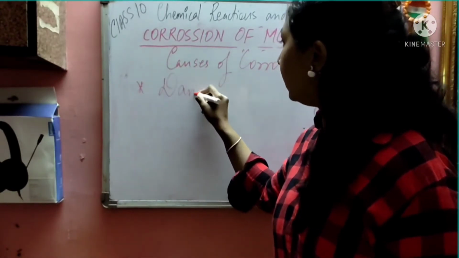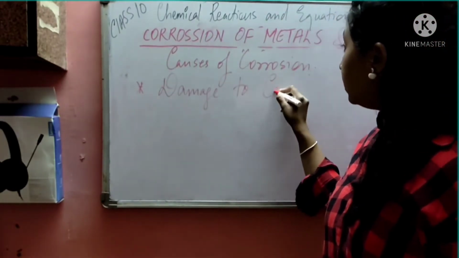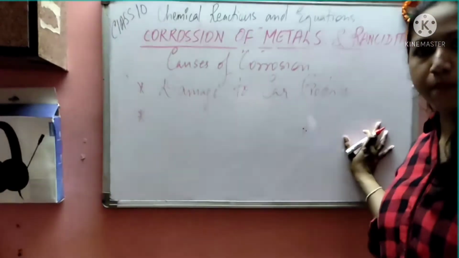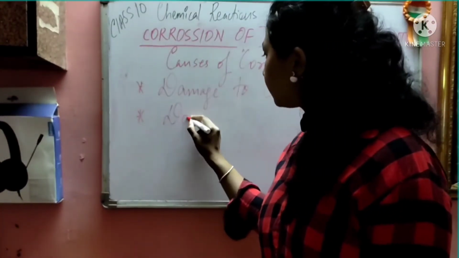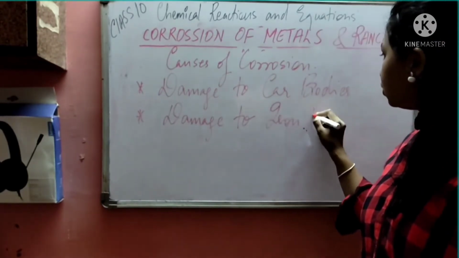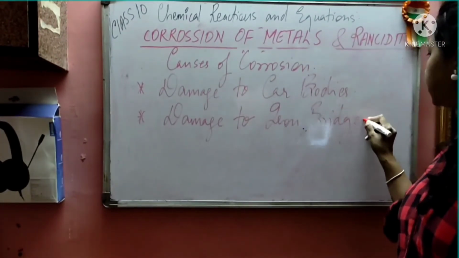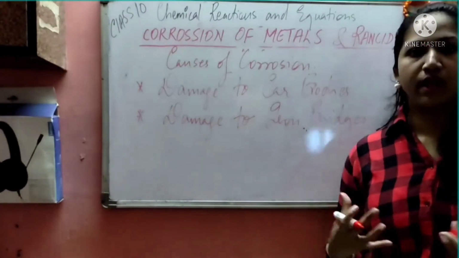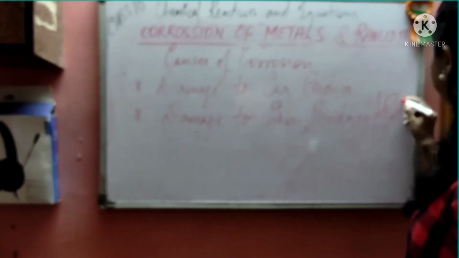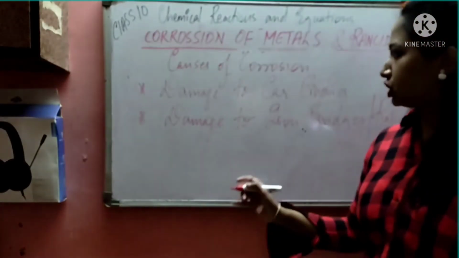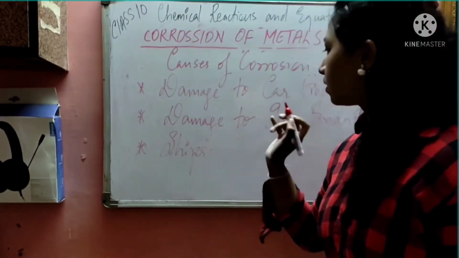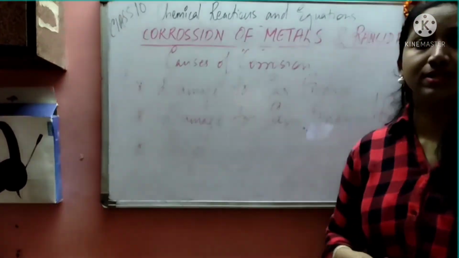It causes damage to what? Car bodies. Even car, there is damage to car bodies. Then damage to iron bridges. Okay, so these bridges which are there, they're basically made of iron. So there is then damage to the rail, then ships. Okay, so these are the causes of corrosion.